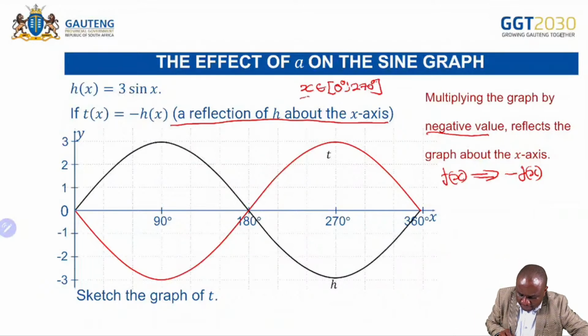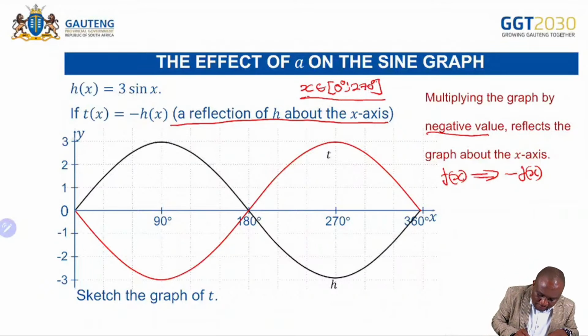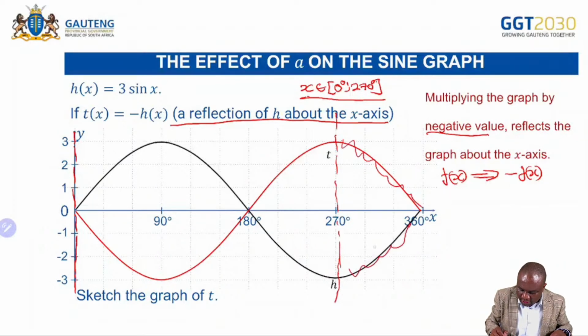What is this anyway? This is the domain. Remember, these graphs start from negative infinity to infinity. And we can't draw graphs from negative infinity to infinity. So we have to restrict the domain. So from 0 to 270, it means we're drawing our graph from here up to there. This part, you won't be seeing. You'll be seeing this graph up to there.